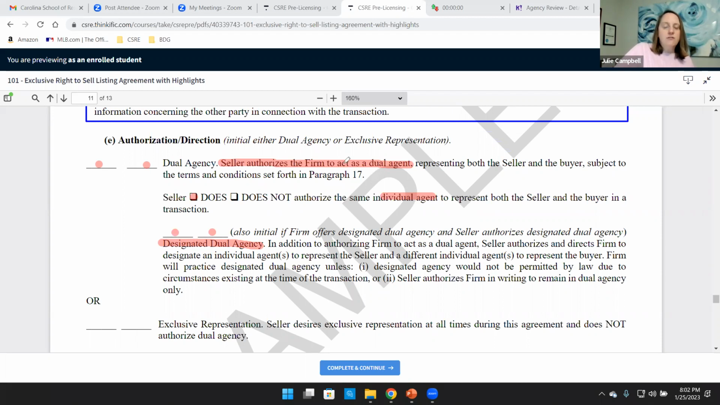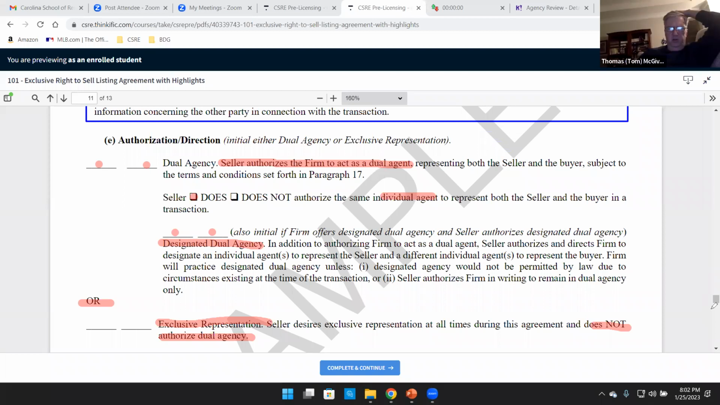So seller either authorizes the firm to act as a dual agent or seller wants exclusive representation and they do not authorize dual agency. Julie, under dual agency, you've got that does and does not authorize the same individual. You don't authorize the same individual to represent both the seller and the buyer. Isn't that the definition of designated? Well, remember, with designated, you're kicking agents off the wall now, right? We haven't made it to designated yet.